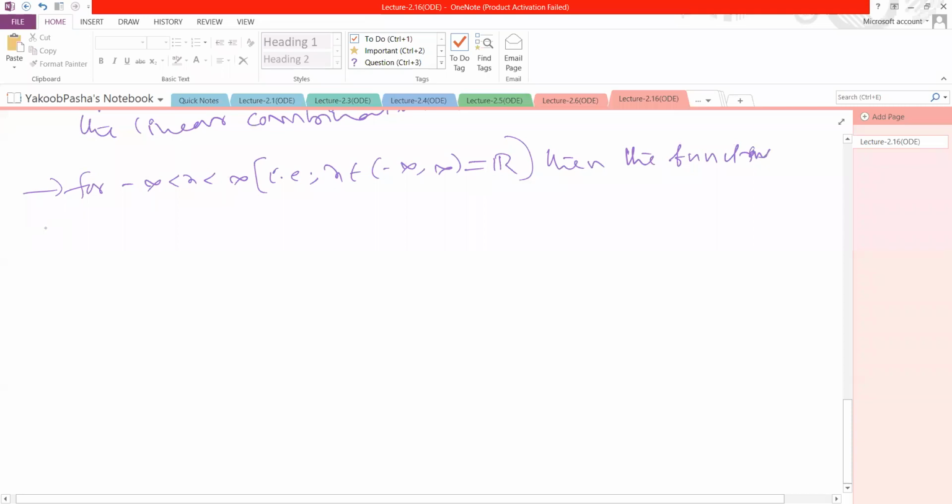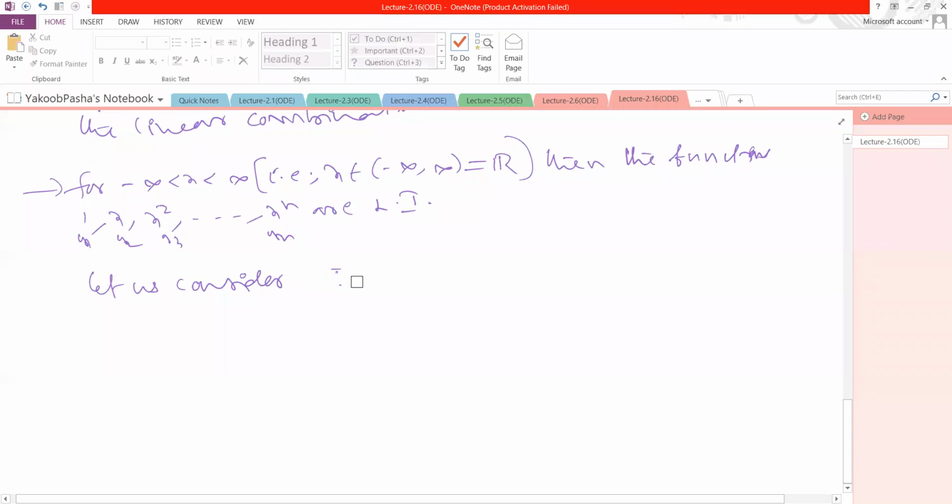The functions 1, x, x square, up to x power n are linearly independent. Okay, 1, x, x square up to x power n. These functions are linearly independent. We can see the procedure. As per procedure, this is y1, this is y2, this is y3, up to yn. So first we have to consider the linear combination as 0.